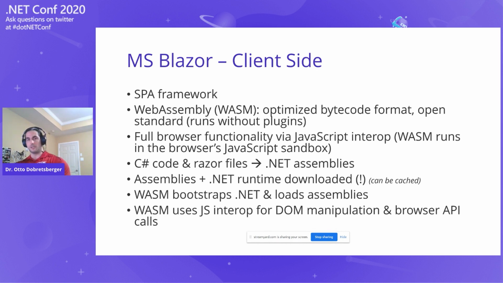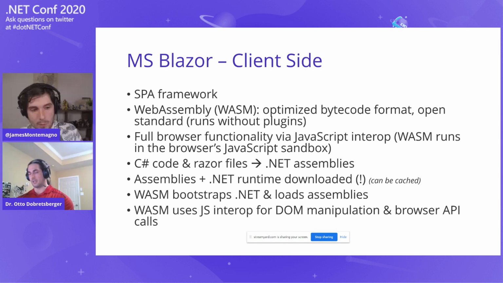The way it works is your C# code and your Razor files will be compiled into .NET assemblies, and then the assemblies and the .NET runtime will be downloaded if you have a Microsoft Blazor WebAssembly project, a client-side project. Now, I have an exclamation mark here because this could be one of the downsides, and we'll get to that later. Because, as I said here, every time you run a client-side app, it has to be downloaded, right? So that might be quite a significant thing. However, it can be cached, so it's not downloaded every time somebody browses to a web app. That can be cached by the browser, which can alleviate some of that load.